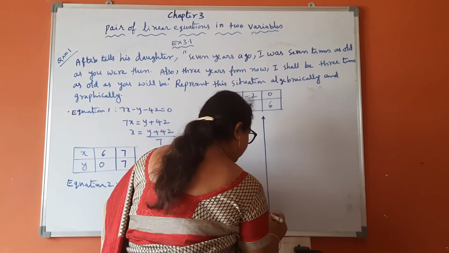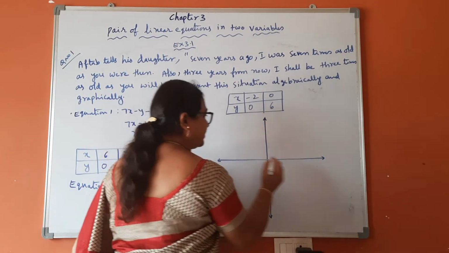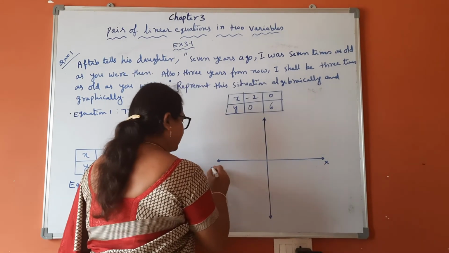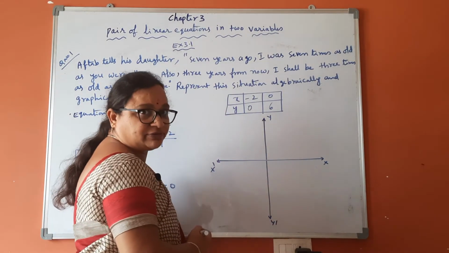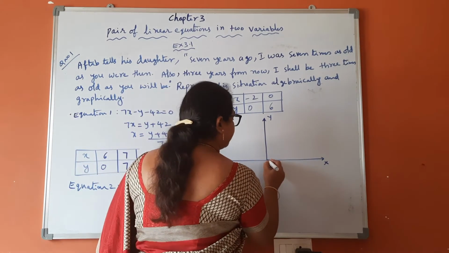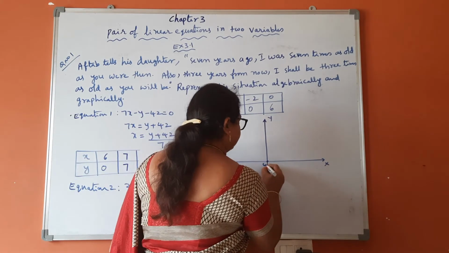Vertical axis, that is y axis. Horizontal axis, x axis. So this is x. Negative x axis, x dash. Negative y axis, y dash. And point of intersection of coordinate axes, that is origin.